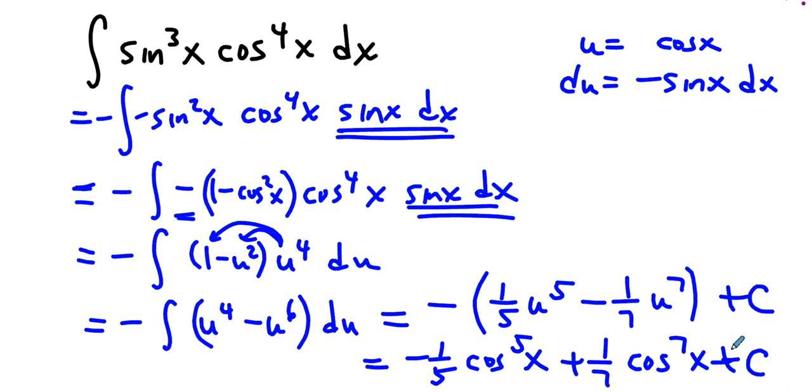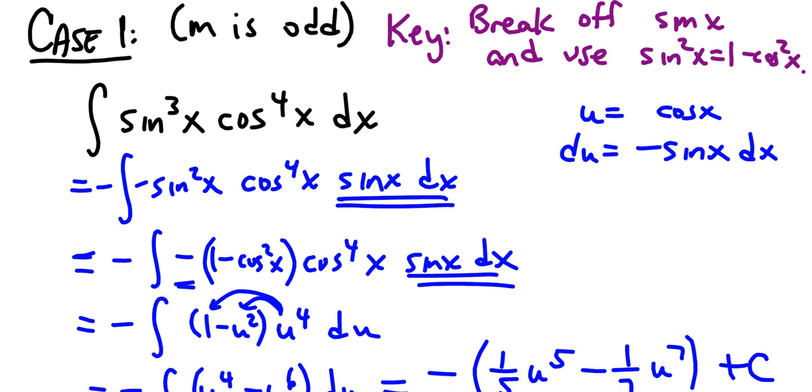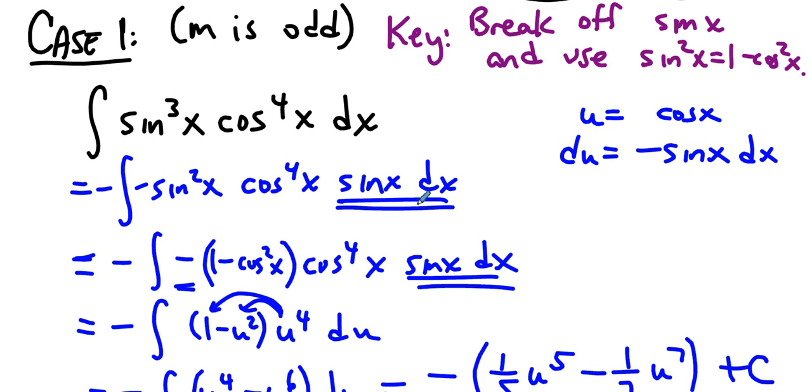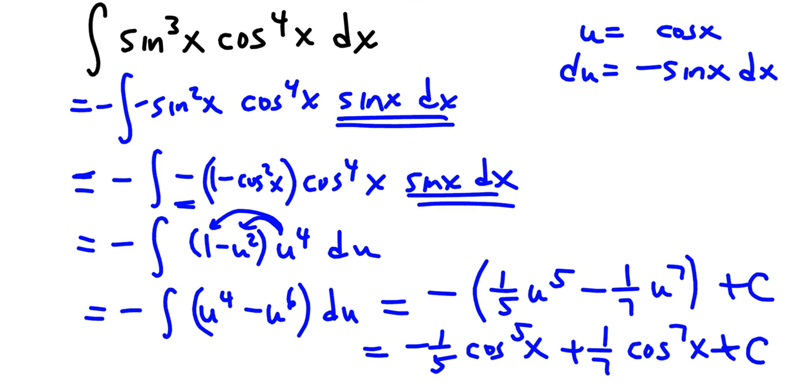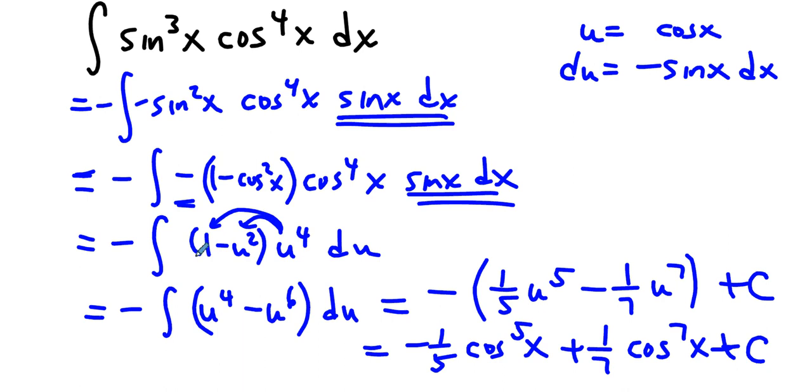This will work every time. Every time the power on sine is odd, you break off a sine x. This becomes your du. And then you get everything else in terms of cosine because cosine x is the u. Then you get a polynomial with cosines. Those antiderivatives are easy, and you're done. Every question where the power on sine is odd runs this way, which brings us to case 2.